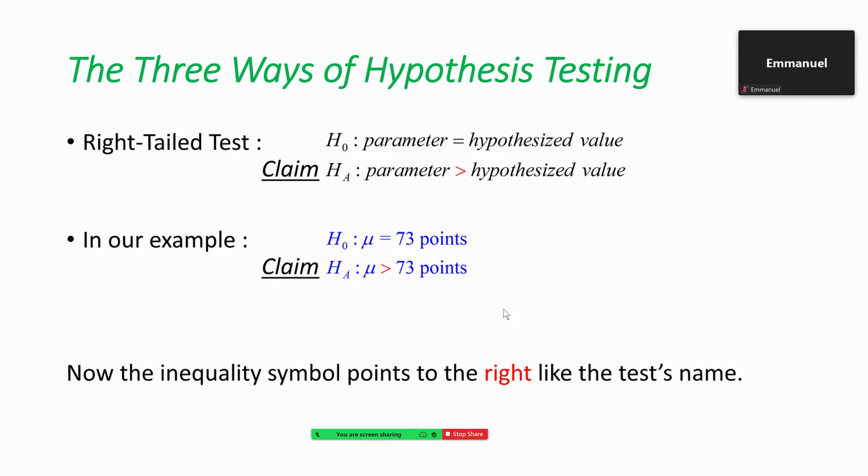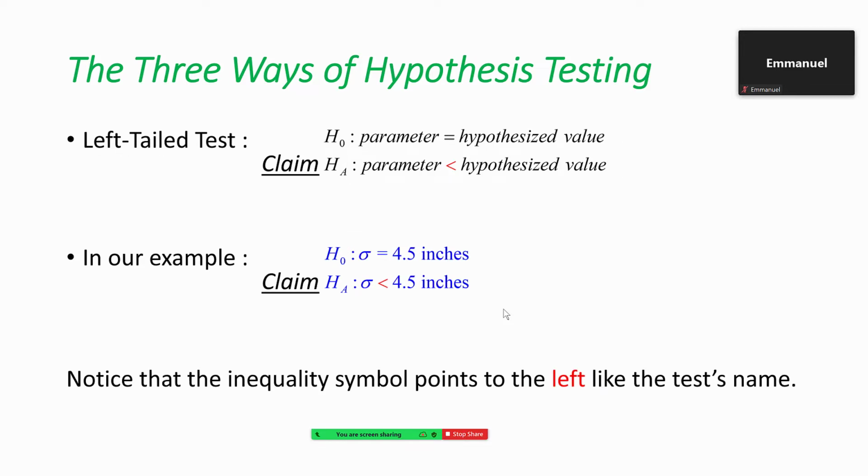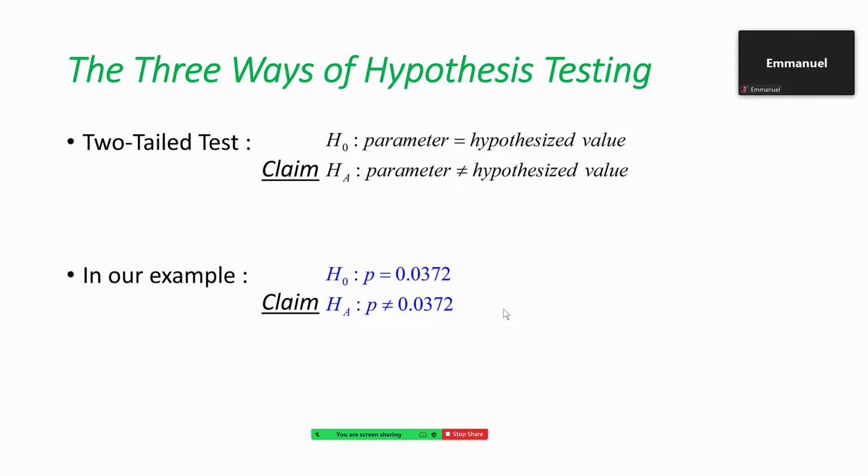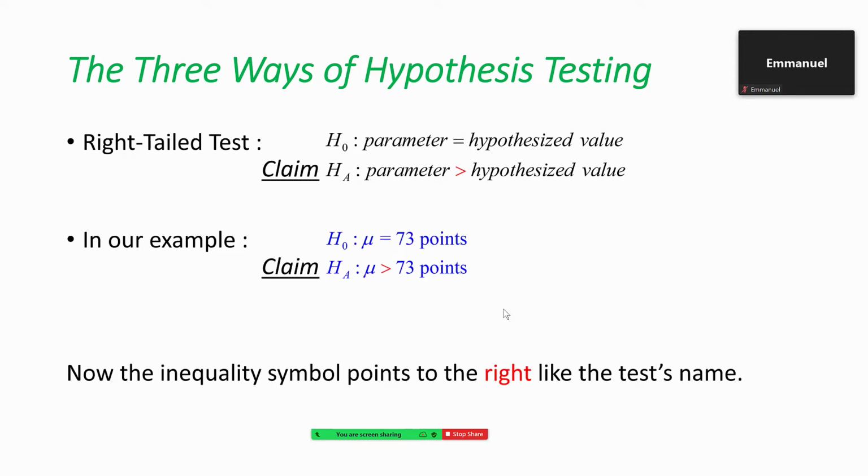Then we had a problem on the mean for final exam scores for stat students. The old mean was 73 points. And the claim was that using StatCrunch or other computerized software has raised the final exam score. So mu has gotten higher. The mean is higher. And again, if you make an arrow, this looks like an arrow pointing to the right. So this is called a right-tailed test. In all three of them, H0 has the equal sign and HA does not.